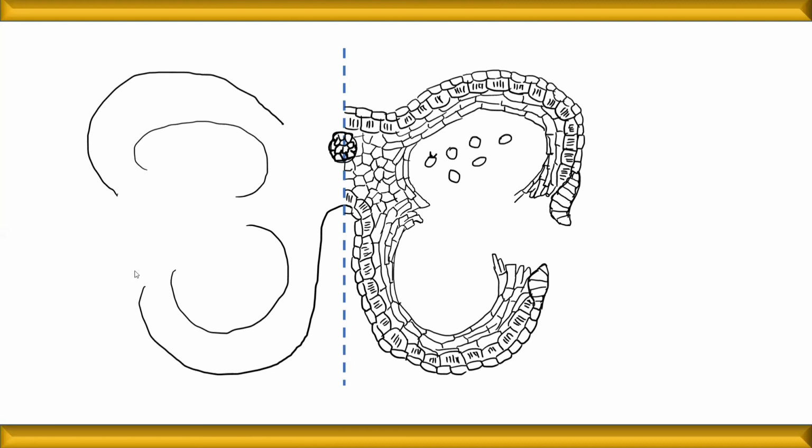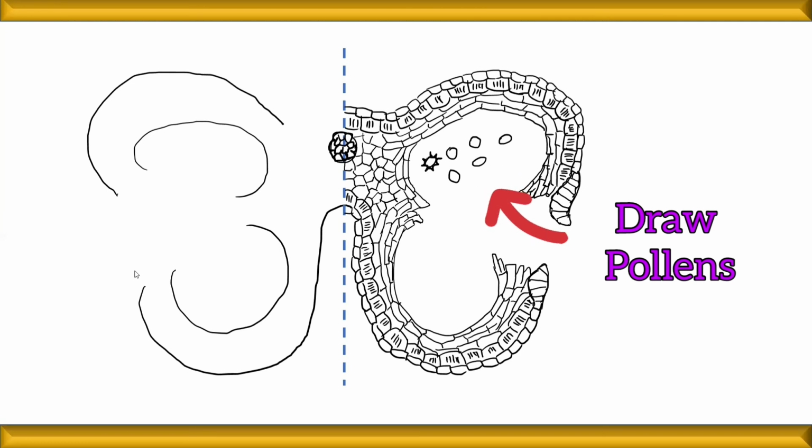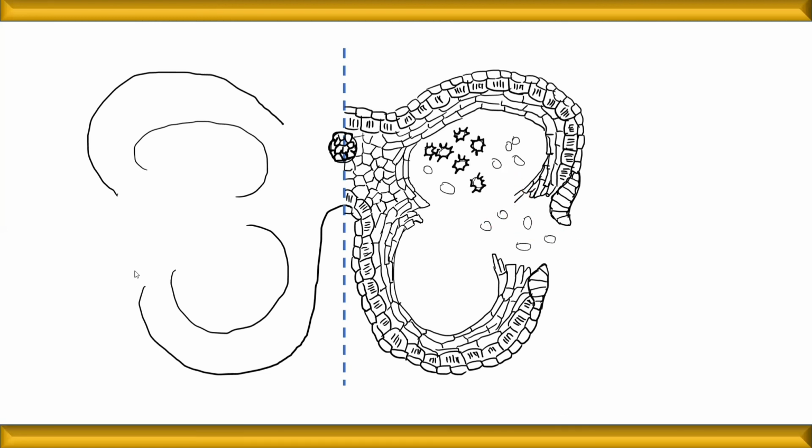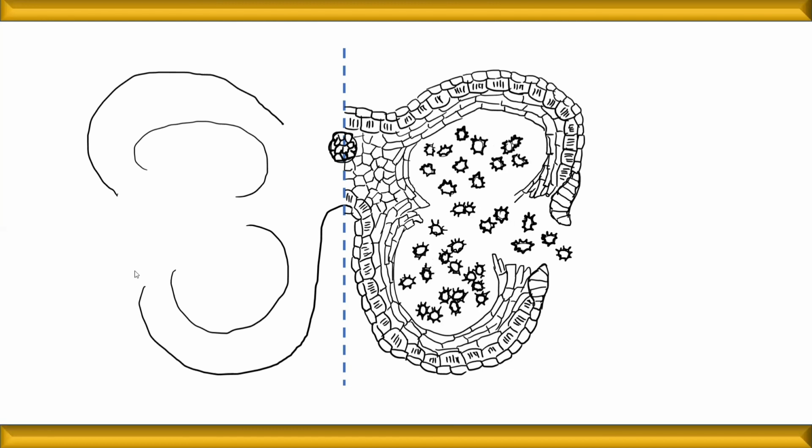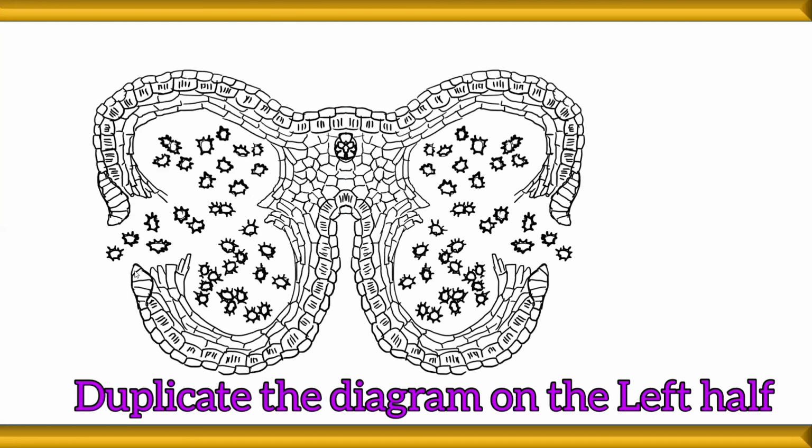Then the filling is done with the pollen grain. First draw the outline and then gently draw the X sign. As you can see here, spiky X signs are drawn across the pollen grain. So fill the complete chamber, that is the 2 microsporangia which have fused now with the pollen grain, and some of the pollen grains coming out. With this, your diagram is complete on the right side.